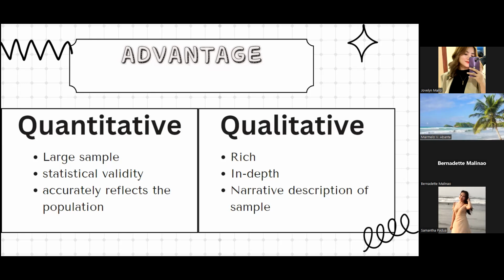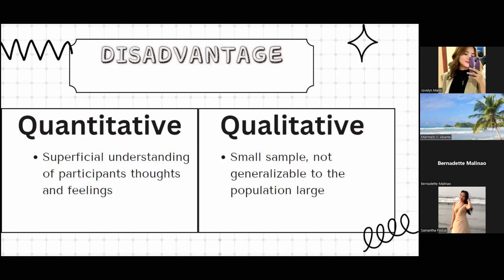So, of course, there are always pros and cons. The disadvantage of quantitative research is that we only have a superficial understanding of the participants' thoughts and feelings, which can only be described in words. And it is impossible to do that in quantitative, as it is usually expressed in numbers.